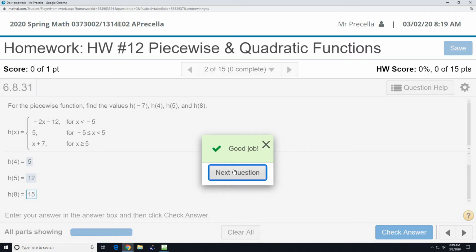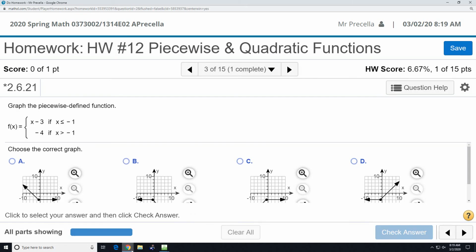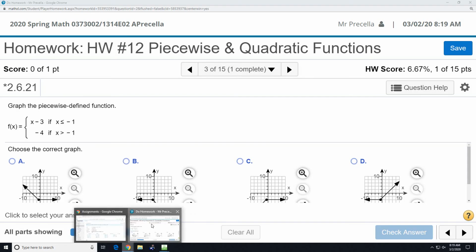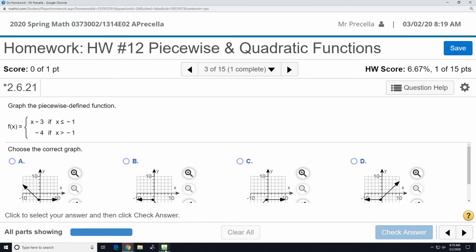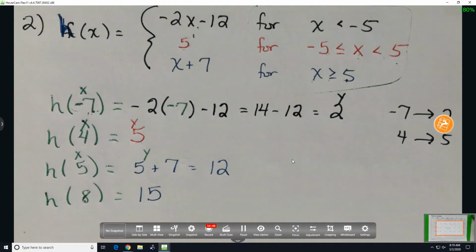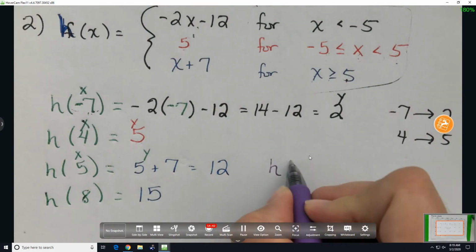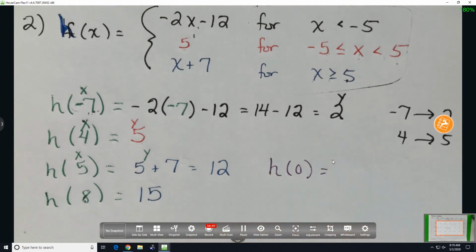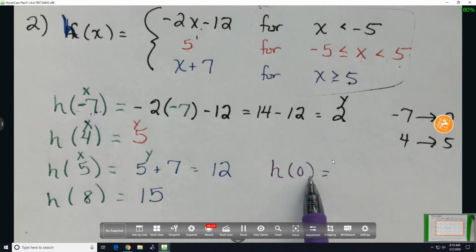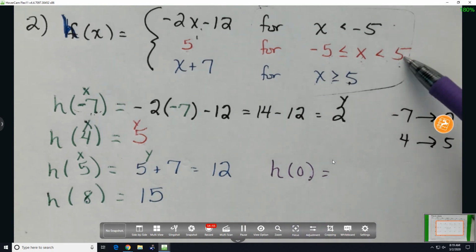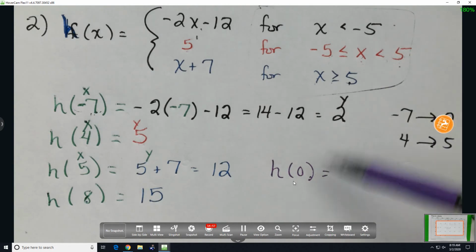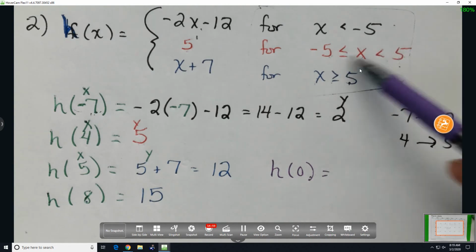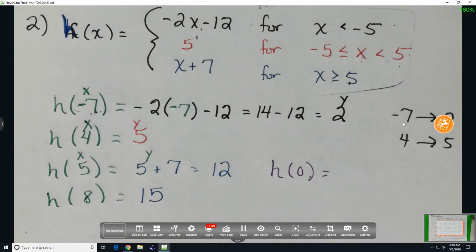But here, let's just make a different one. Let's do this one. We'll go back. Suppose that it said find h of 0. And now we're through with the problem. I just made this one up. Okay. Which one would we plug in to find h of 0? Where would 0 lie? It'd be between the negative 5 and 5, so it would just be a red 5.